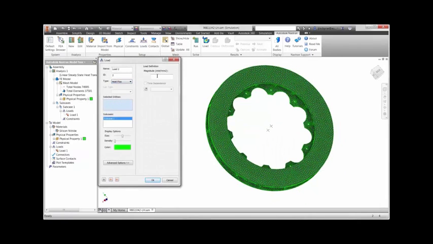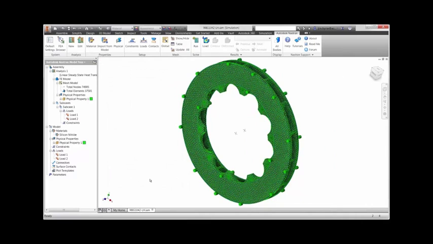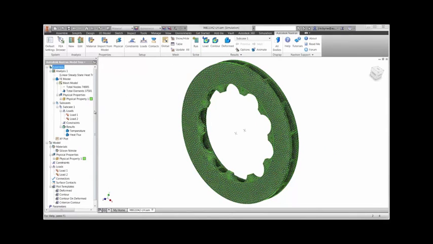Next, we will apply heat flux, or the amount of power per square millimeter for both sides of the rotor. All that is left is to run the solver. This model takes about 1 minute to solve.